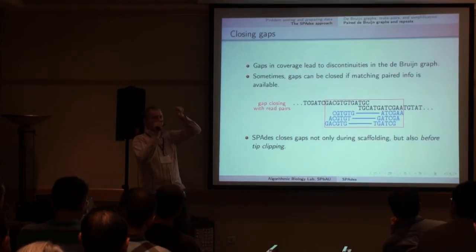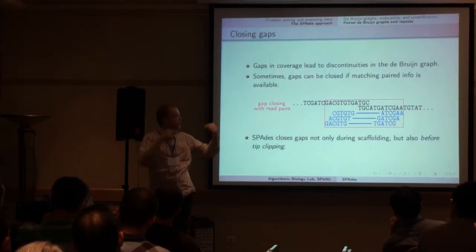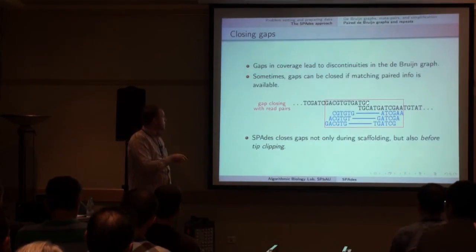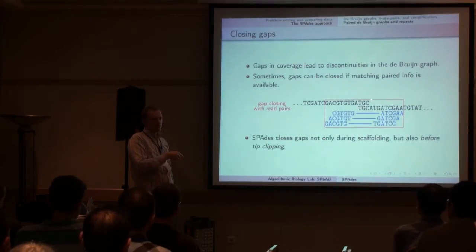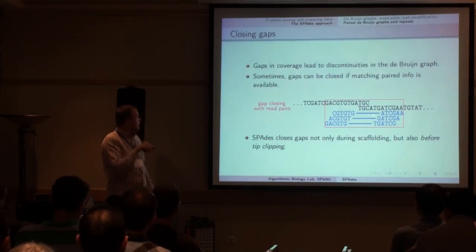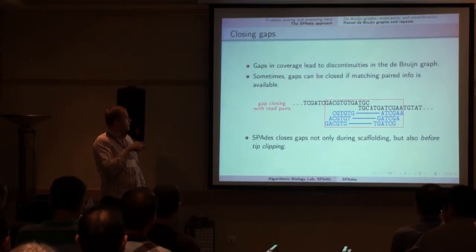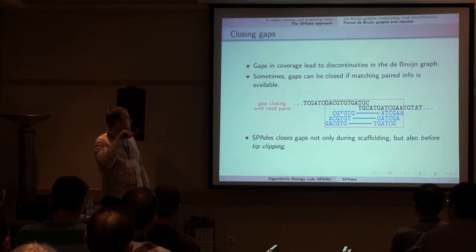They are disconnected because there is no k-mer in the reads between them. So there is no path in the de Bruijn graph between them. But maybe there is an overlap which is just not big enough. So first you can identify these overlaps. And then you can see if they're supported by paired information.